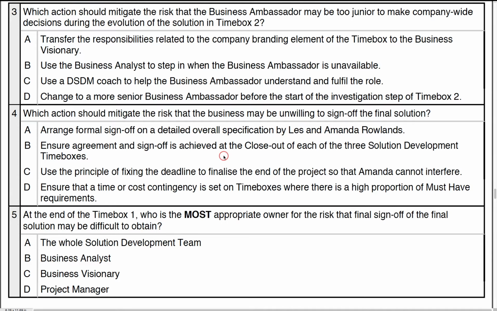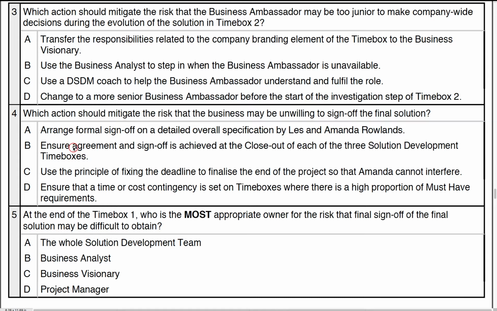Number 4. Which action should mitigate the risk the business may be unwilling to sign off the final solution? Well, remember, if we're going to build incrementally and getting sign off at the end of time boxes, sign off at the end of increments as we release deployable solutions in one form or another, by the time we get to the end, there's going to be very little left for them to sign off anyway. A. Agreed formal sign off on a detailed overall spec by Les and Amanda, but that goes against the grain for an agile approach. To evolve the solution, we don't need the detailed spec at the beginning in any form.